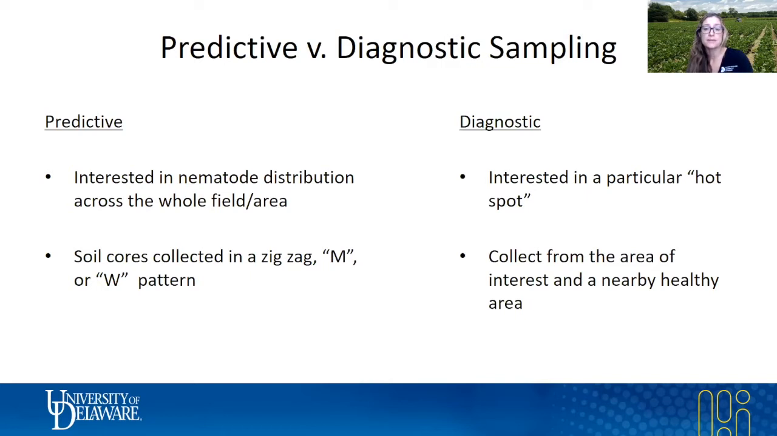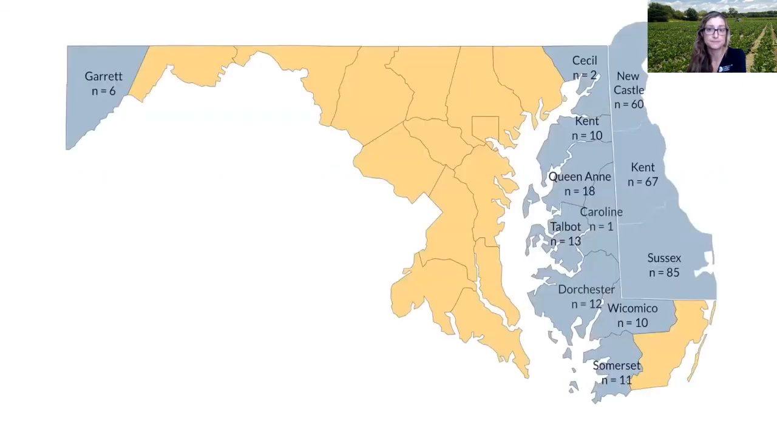The other type of sampling we can do is diagnostic. So this would be, say you have a spot in the field where just something is not right and you want to know what's going on. Then our approach here is to typically sample within that problem area, but then we also want to take a sample from a healthy area so we can use that as a point of comparison to see if nematode number is what's driving those differences.